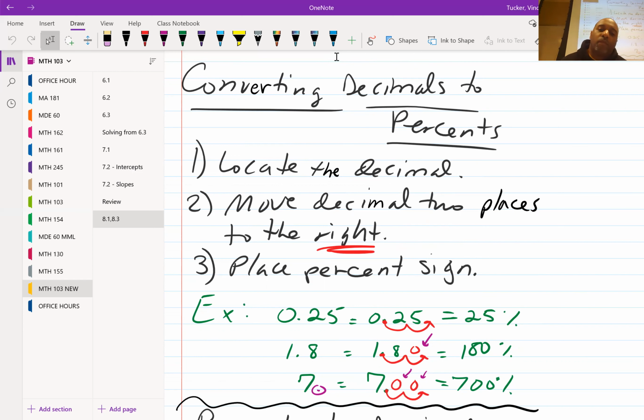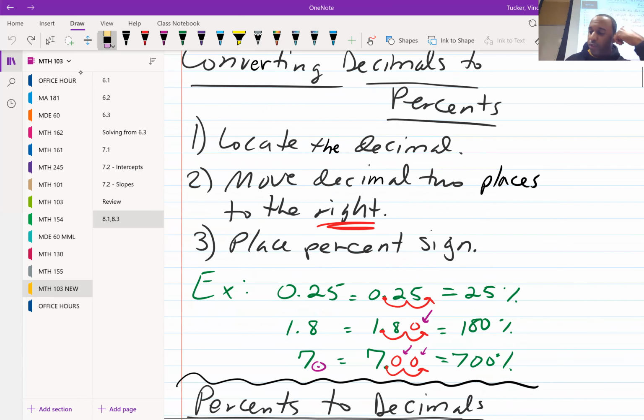1.8. Notice we only have one value to the right of the decimal. So we move our decimal 2 places to the right, we need to use a 0 as a placeholder. So that would be 180%. And then with the 7, when you just see a number and you don't see a decimal, you assume it's to the right of it. So we move that 2 places to the right and use 2 zeros as placeholders to be 700%.